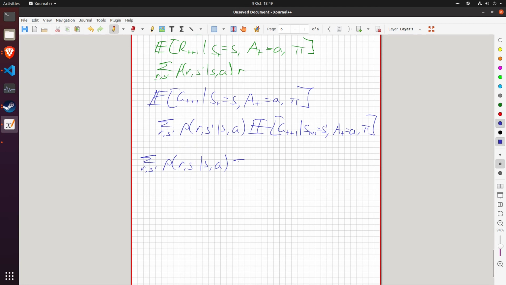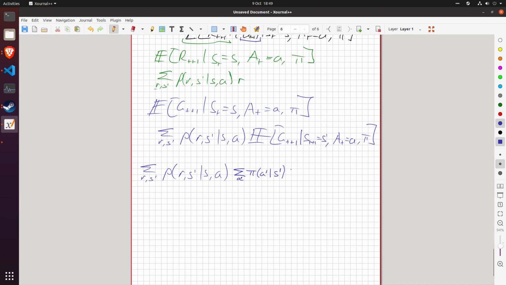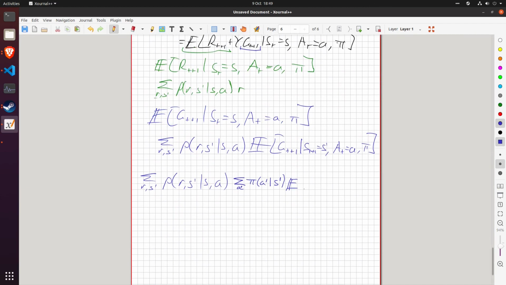Now we're going to sum over all possible actions, and we can't use A because A is already in use. We are summing over all possible A primes, over all possible next actions. The probability distribution of A prime given the state that we're in, which is S prime now, because we've pinned that down too. And then inside here we have, again, an expectation value, because we haven't pinned down everything we need to fully know what G is.